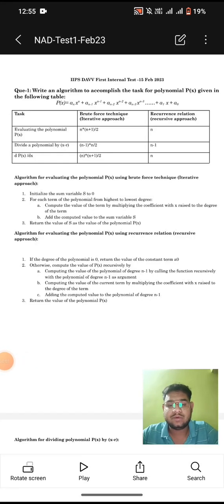In this video, we are going to solve the numerical analysis and design paper of IIPS GAVV 4th SEM. Question 1. Write an algorithm to accomplish the tasks for polynomial p of x given in the following table.